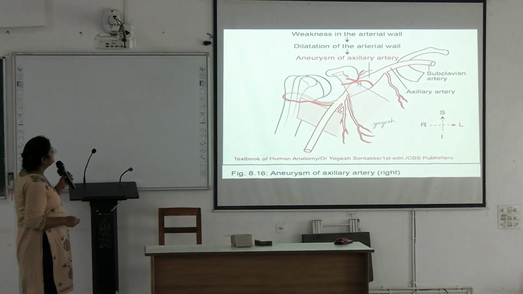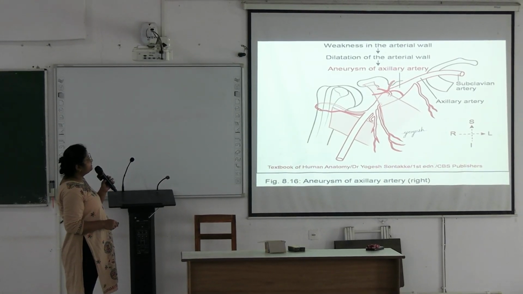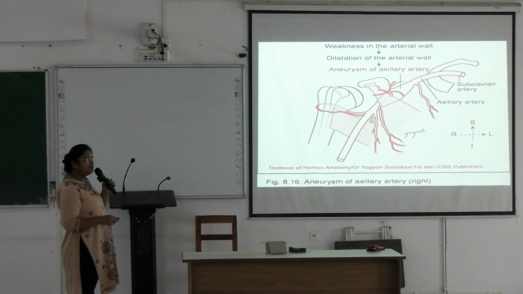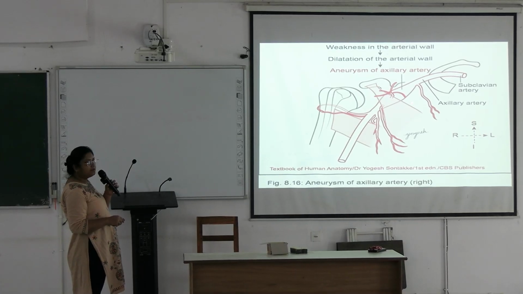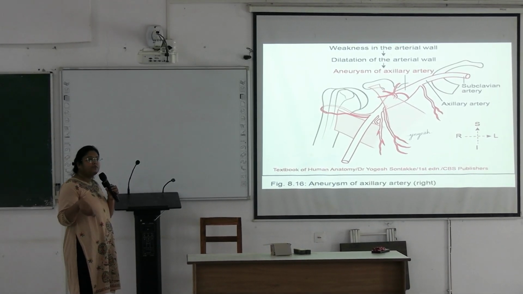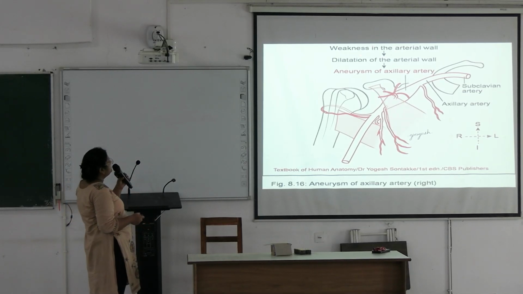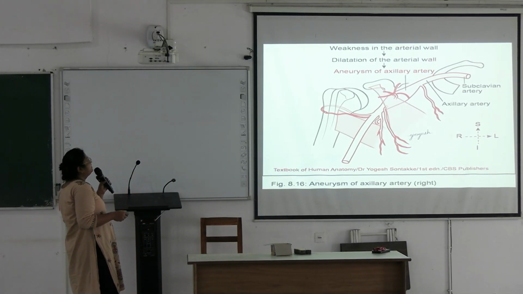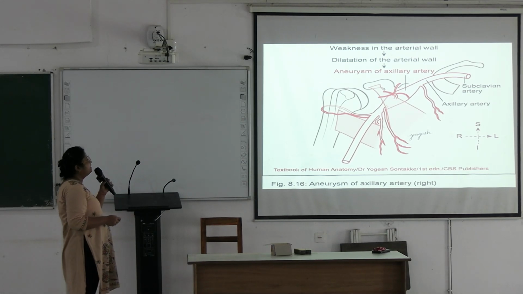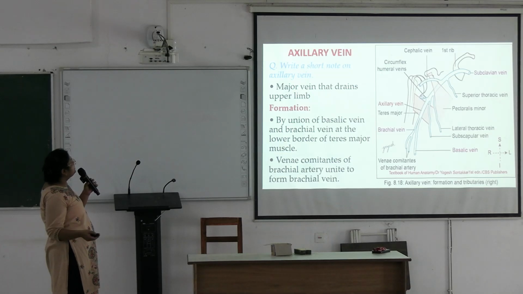So these are the aneurysm have been shown. See, this part is dilated. First part also involving some part of second part, or this part is dilated and it will compress the different parts of the brachial plexus. Okay. So weakness in the arterial wall, dilatation of the arterial wall, and that will lead to aneurysm of the axillary artery. Okay, understood? Next, we are going to axillary vein.